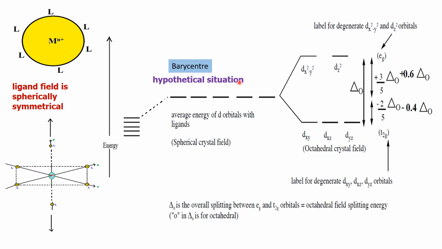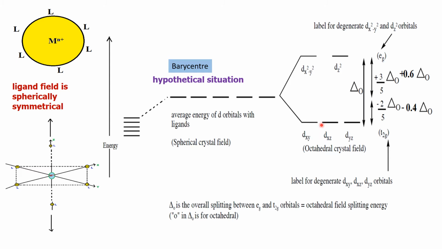In the actual case of an octahedral complex that we can see here, the ligands approach the metal ion along the axial orbitals. What are the axial orbitals? They are the dx square minus y square and dz square orbitals, which lie directly in the path of the ligands and experience a greater repulsion than the other three non-axial orbitals, whose lobes are directed in between the path of the approaching ligands.